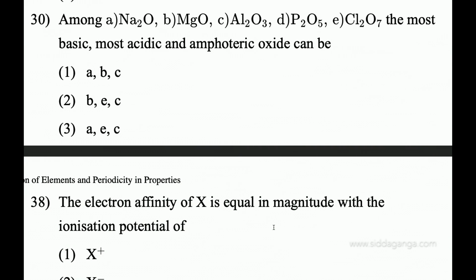Among sodium oxide, magnesium oxide, aluminum oxide, P2O5 of phosphorus, and chlorine oxide, we have to find the most basic, most acidic and amphoteric oxide. Which is acidic? Everything on the left-hand side is basic, everything on the right-hand side is acidic, and some are amphoteric in nature. Amphoteric means it can react with both acid and base. We have to classify that.